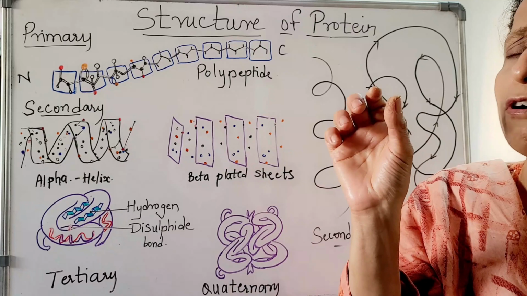Now protein, structure of protein. They are heteropolymers. They are made up of long chains of amino acids. Amino acids form a long chain, a polypeptide. So proteins are made up of long chains of amino acids. Further, they construct themselves in such a manner to perform certain functions.